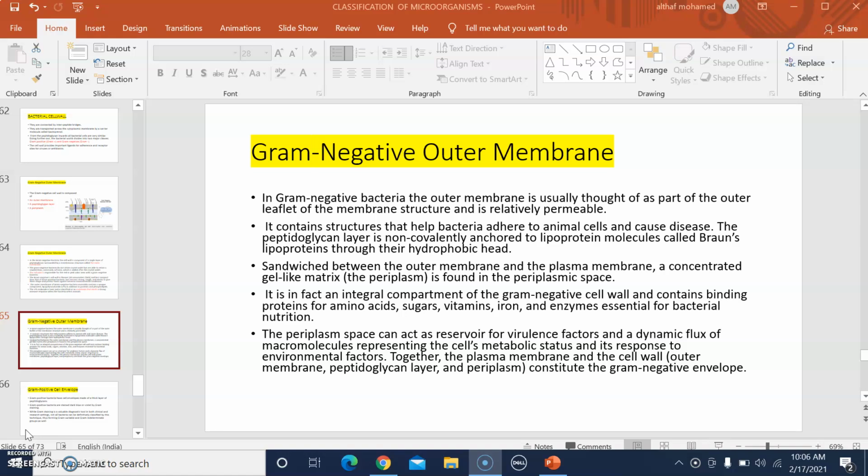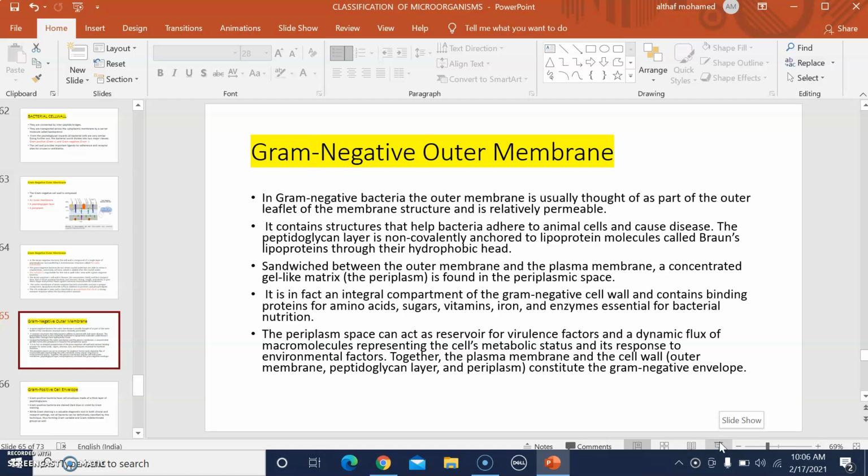Now coming to the periplasmic space, which is present where the periplasm is present. They may act as a reservoir for the virulence factors and a dynamic flux of macromolecules representing the cell's metabolic status and its response to the environmental factors.